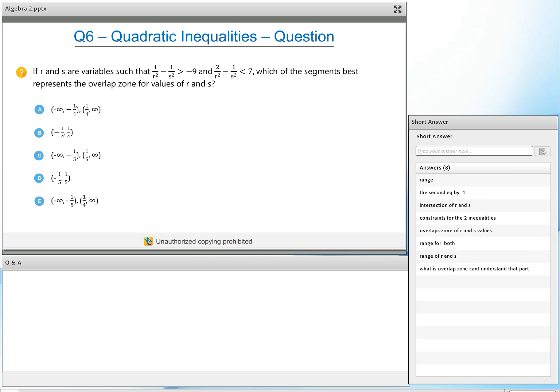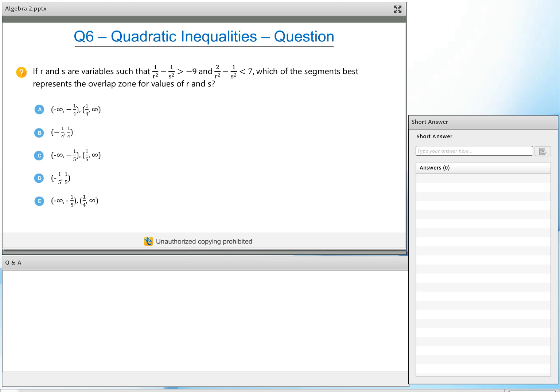Now, the overlap zone is simply the common parts of the range of R and S. That's what the overlap zone is. But at the high level, right now what you need to find out is the range of R and the range of S. Absolutely right. Now, what is the form of the inequality here? Observe both the inequalities and tell me what is the form. What kind of inequality is it? We know linear inequalities, we know quadratic inequalities. Which type of inequality are these?